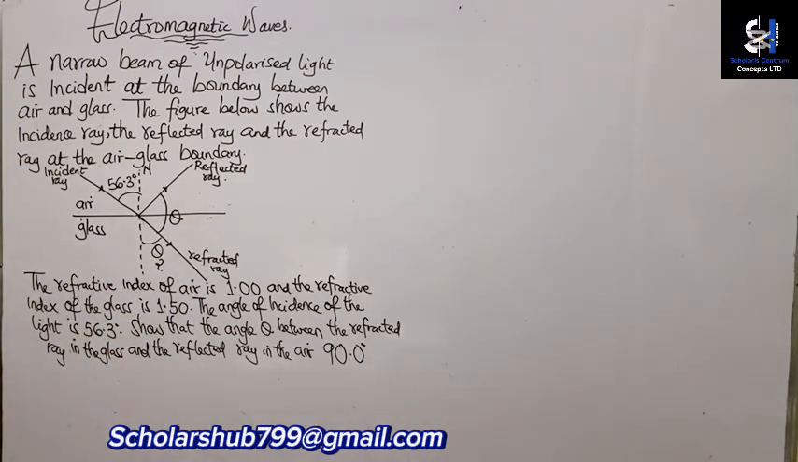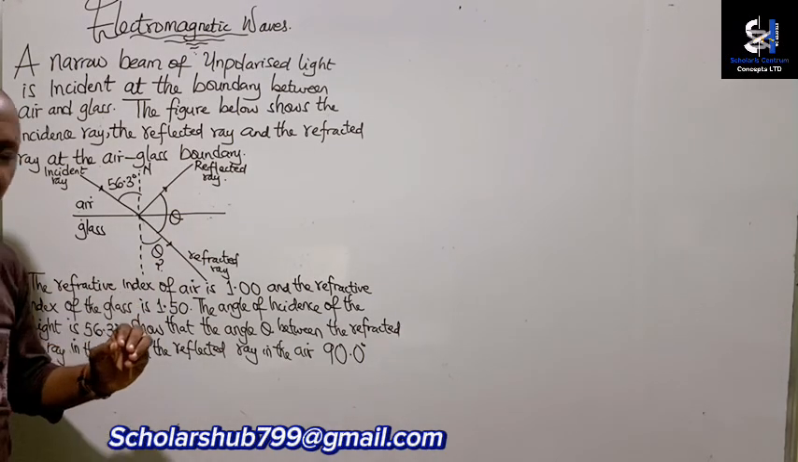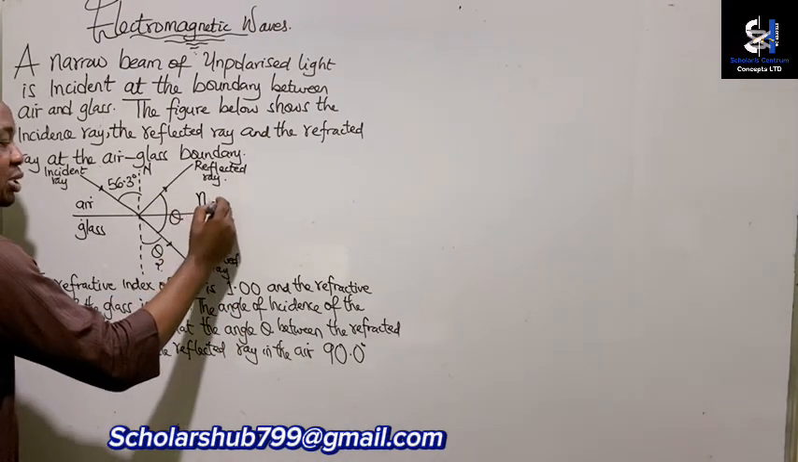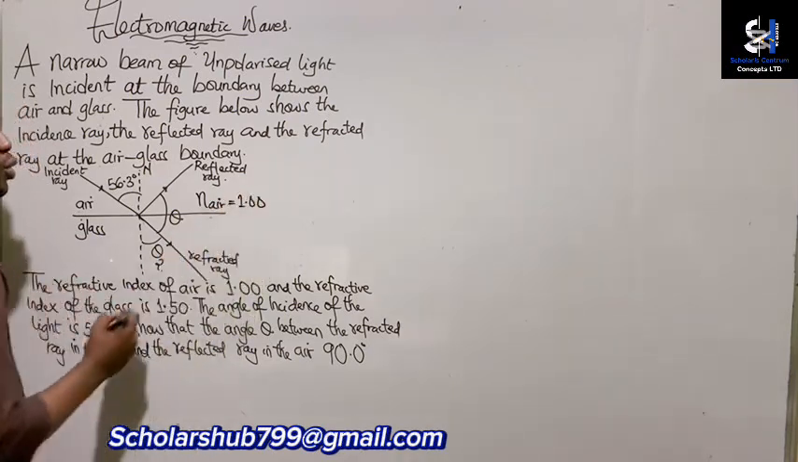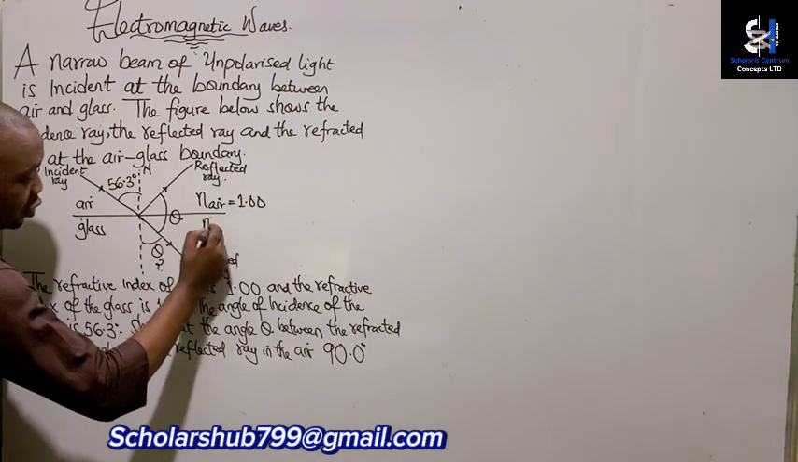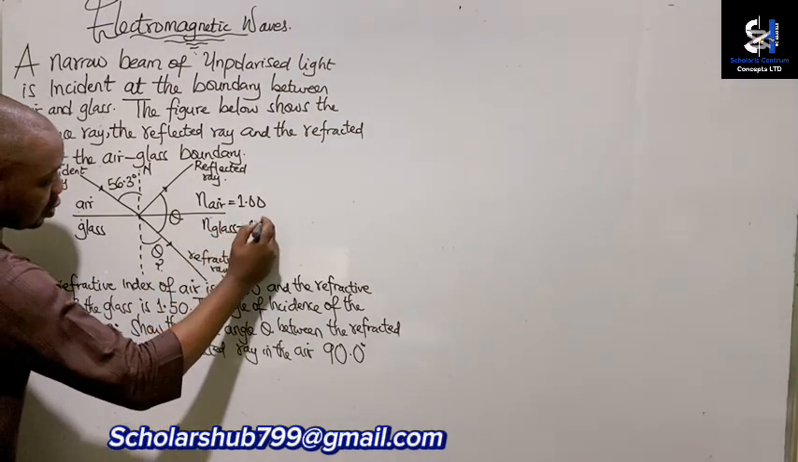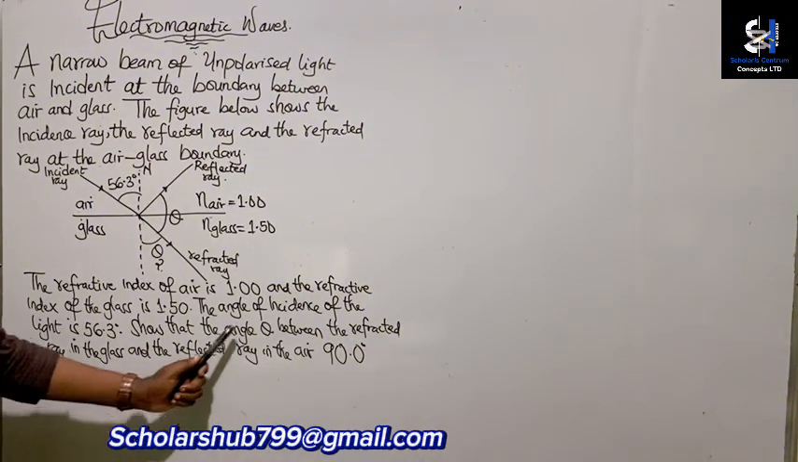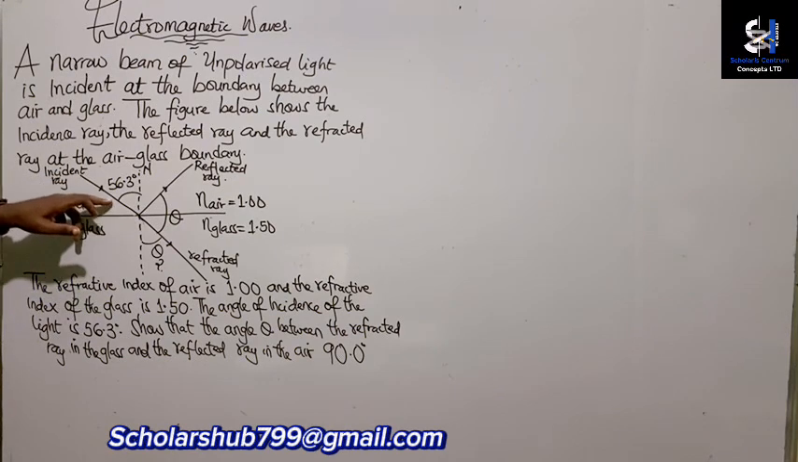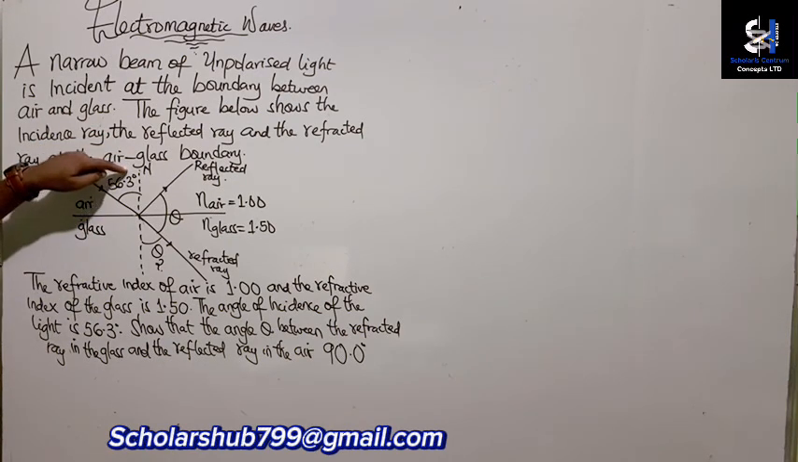So the angle between the reflected ray and the refracted ray, we want to show that this angle is equal to 90 degrees. We are given the refractive index of air to be 1.00, since the first medium is air, and the refractive index of glass to be 1.50. The angle of incidence of the light is 56.3 degrees, which means the incident ray makes an angle of 56.3 degrees with the normal.